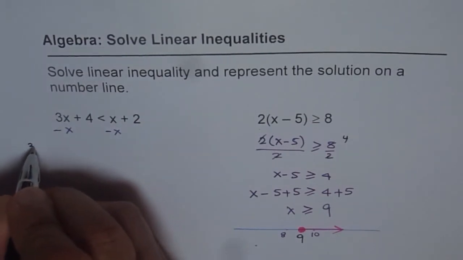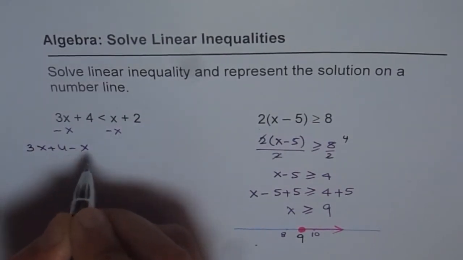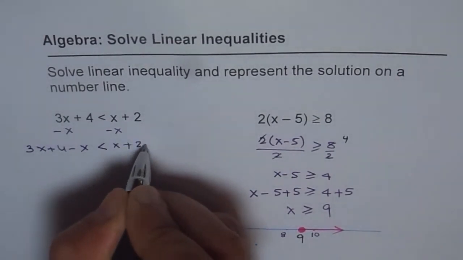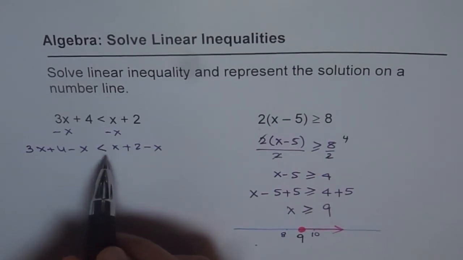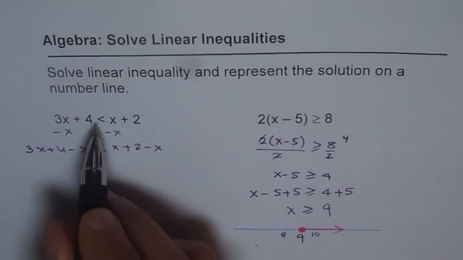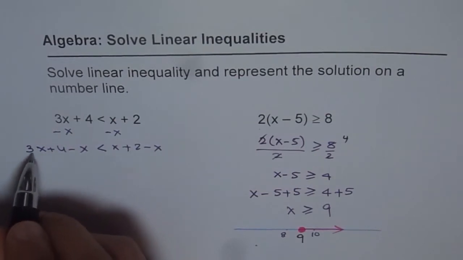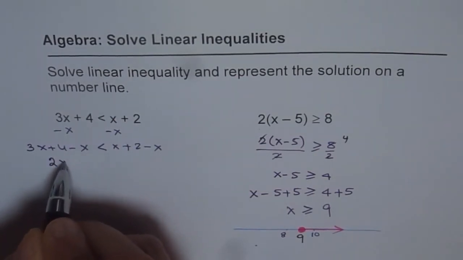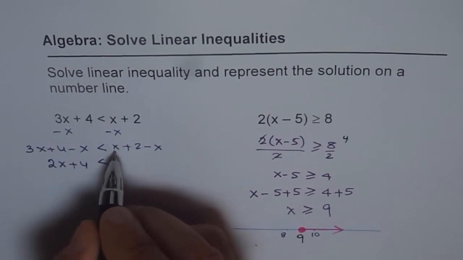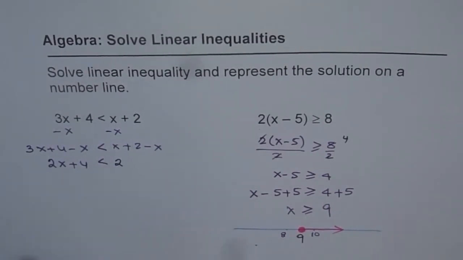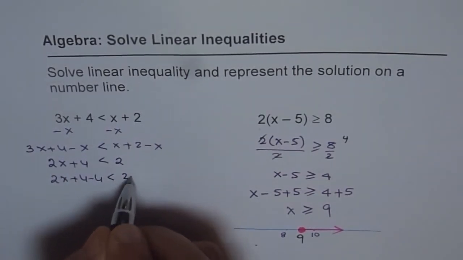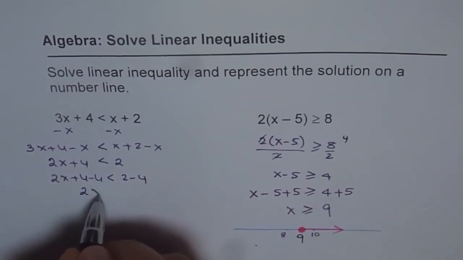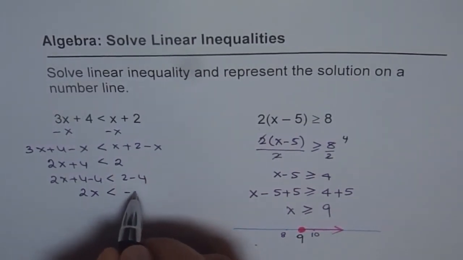Let me rewrite this. We get 3x plus 4 minus x less than x plus 2 minus x. So when we do minus x both sides, it remains inequality exactly same as it was. So both are equivalent. So we get 3x minus x as 2x. So we get 2x plus 4 less than x minus x is 0, left with number 2 here. Now we need to get rid of 4. So we get 2x plus 4 minus 4 less than 2 minus 4. That gives us 2x less than 2 minus 4 is minus 2.